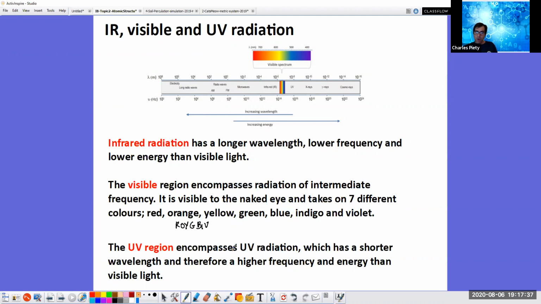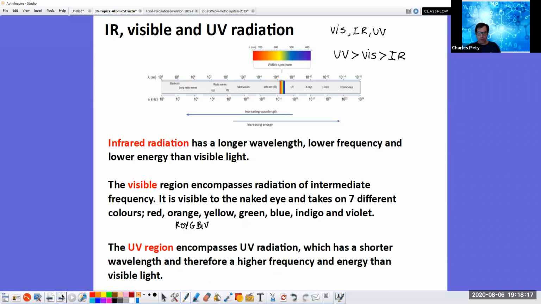Next up in energy is the ultraviolet region, and that encompasses UV radiation, which has a shorter wavelength and therefore a higher frequency and energy than visible. So if we had to rank these, and this is a classic IB question, rank these high to low. We have visible, IR, and UV. Well, we would say that UV is greater than visible, which is greater than IR.